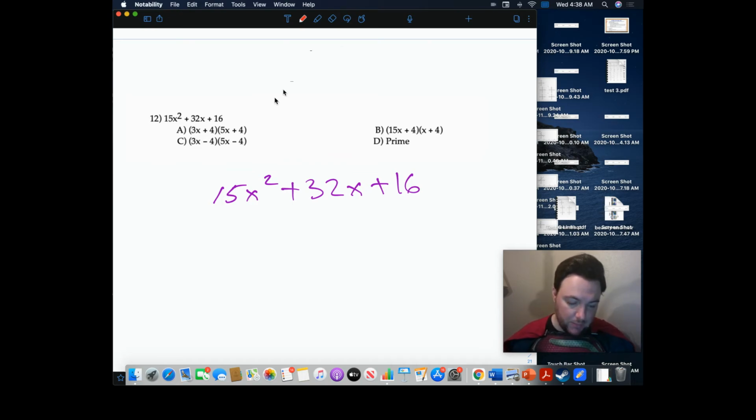We can run through. Now, 15 is nice because factors of 15 are only 1 and 15 and 3 and 5. So 1 doesn't work. Well, I mean, 1 always works, but that's not interesting. 3 works with 15, but it's not going to work with 32, right? 32 is not divisible by 3. 5 is not going to work, and 15 is not going to work. So what that means is that there's no common factor, which means I actually have to factor this.